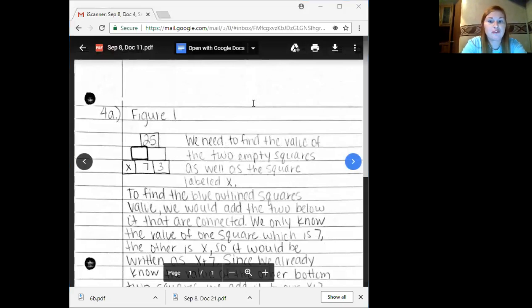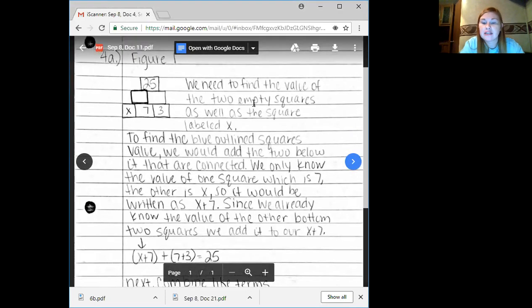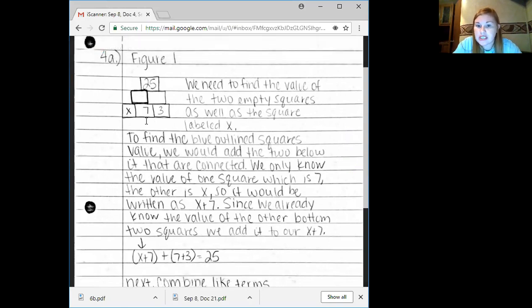Next, we're going to look at number 4, part A. It gives us different figures, and we're going to have to find the value of the 2 empty squares as well as the square that is labeled X. So to find the outlined squares that are darker here in the middle, the empty ones, we only know the value of the one square, which is 7 here.